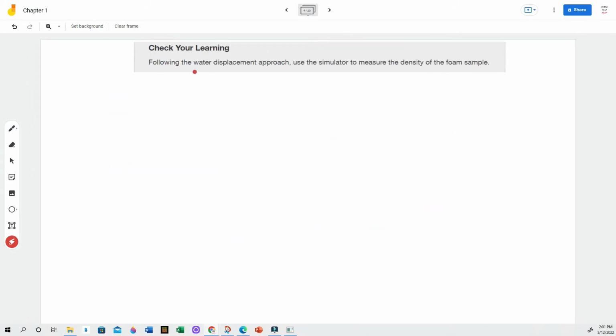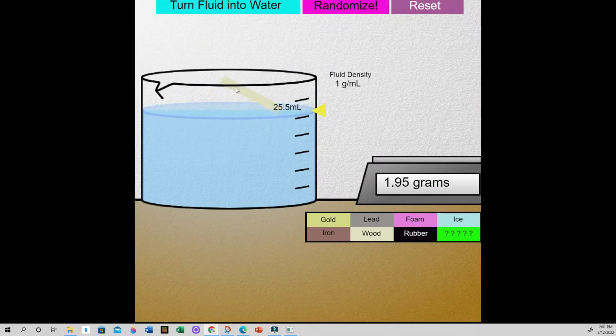All right, we're still going to use the water displacement approach. So we're using the simulator, and this time we are collecting information about the foam sample. So let's go back to the simulator and take a look at the foam sample. So we still have our piece of wood floating in here, so I'm just going to pull that out. And let's change this to foam. There we go. And we already have our mass. That's great. So the mass of our foam is 2.76 grams.